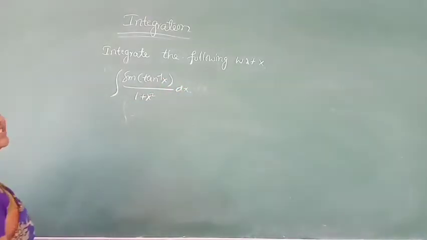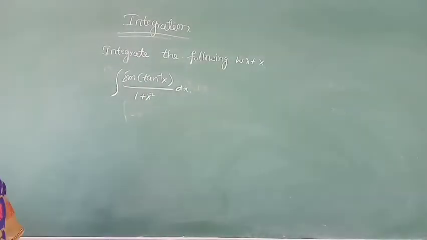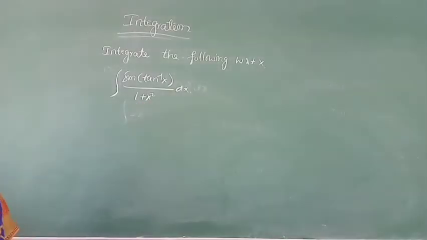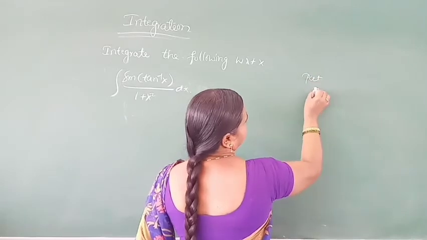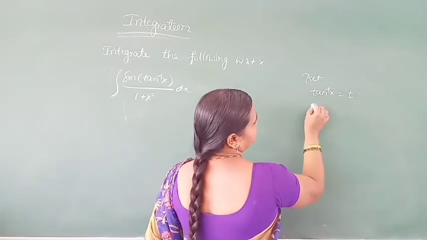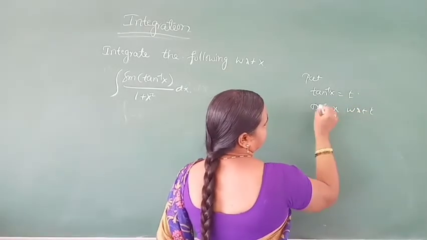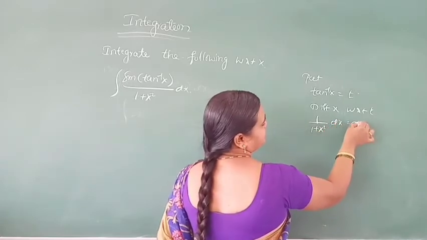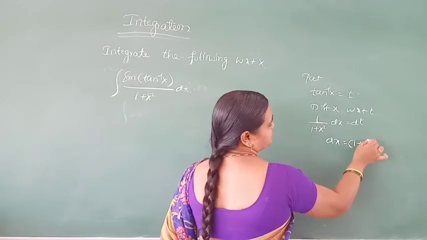Please concentrate here. If you take tan inverse x, its differentiation is what? 1 divided by 1 plus x square. That 1 plus x square is in the denominator. Therefore, we can do the substitution. Put tan inverse x equal to t. Do the differentiation of x with respect to t. Tan inverse x gives 1 by 1 plus x square, dx is dt. So dx is 1 plus x square dt.